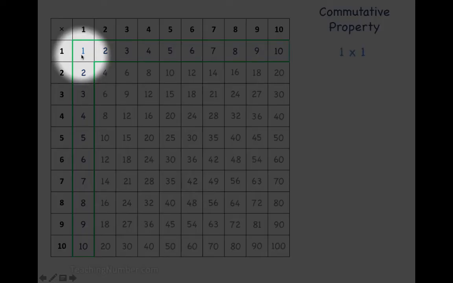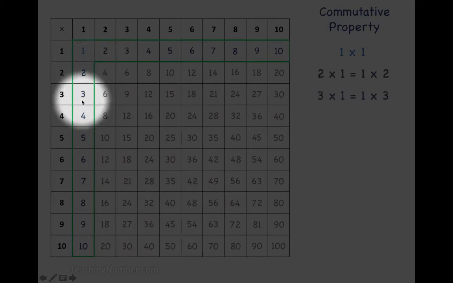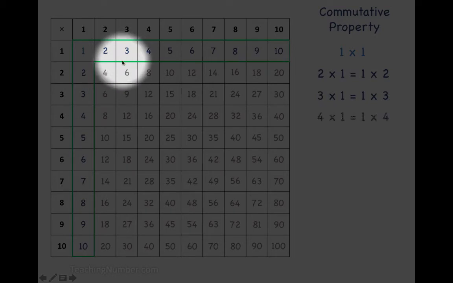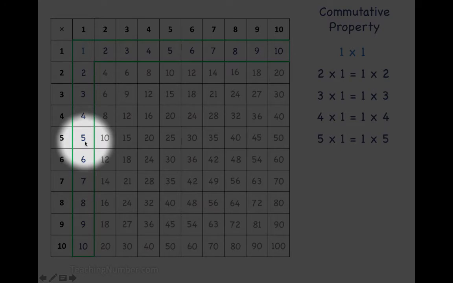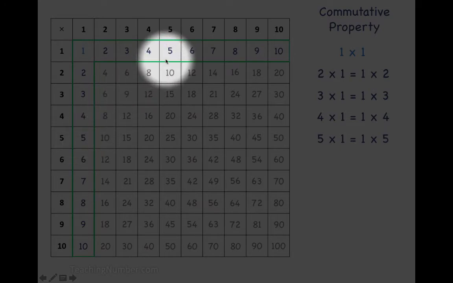First, we have 1 times 1 on the diagonal of symmetry. Then 2 times 1 is the same as 1 times 2. 3 times 1 is the same as 1 times 3. 4 times 1 is the same as 1 times 4.